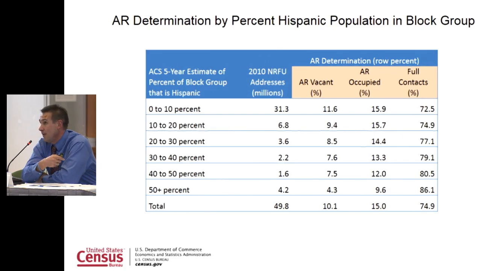11.6% of that 31 million was vacant, and 15.9% we determined to be occupied. We're doing full field work for 72.5%. All the way down to areas that were over 50% Hispanic. For those, we're only identifying 4.3% as vacant, 9.6% as AR occupied. 86.1% of those are getting the full contact treatment.